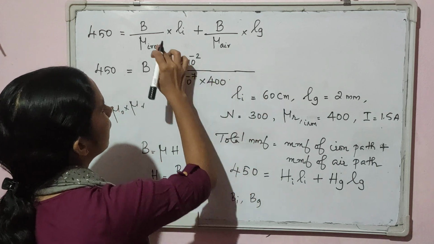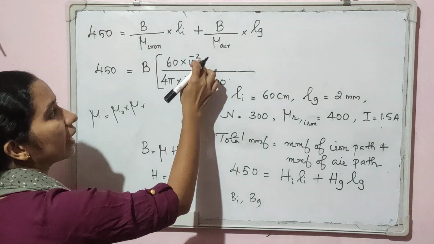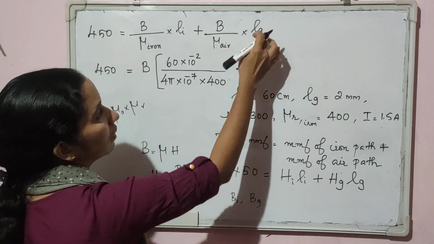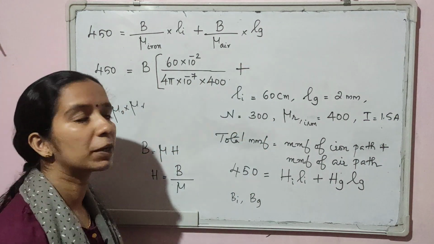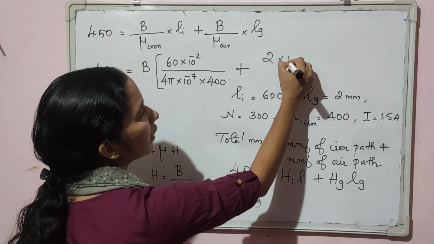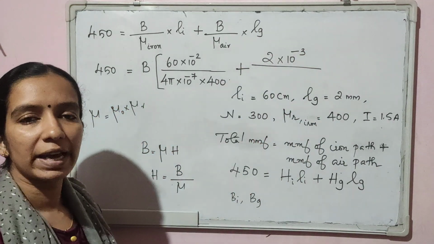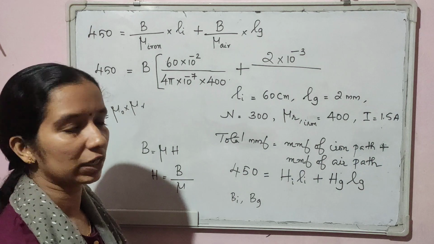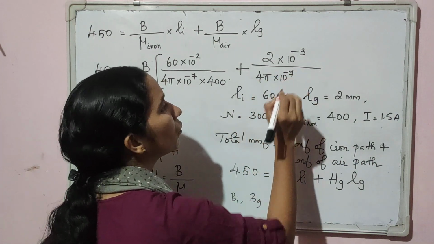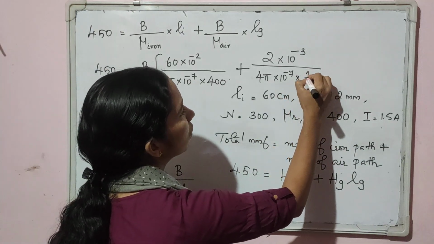Into B by mu. B into Li divided by mu. So Li divided by mu is mu 0 into mu r, plus Lg divided by absolute permeability of air. And length of air gap is 2 mm. So 2 into 10 raised to minus 3 meters divided by absolute permeability of air. That is mu 0 into mu r. So 4 pi into 10 raised to minus 7 into mu r. Relative permeability of air is 1. So 1.